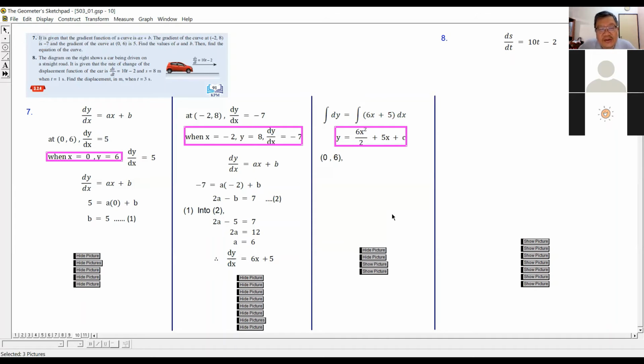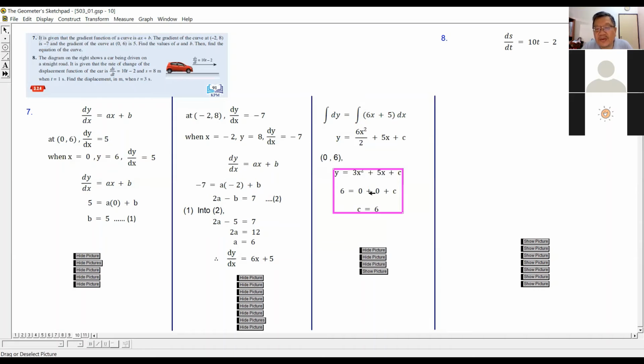You use (0, 6) or (negative 2, 8)? Of course, (0, 6), because once you put the 0 inside, all these things will become 0. And straight away, you know the c is 6. So from here, you can put back the value of c and you get the equation of the curve.